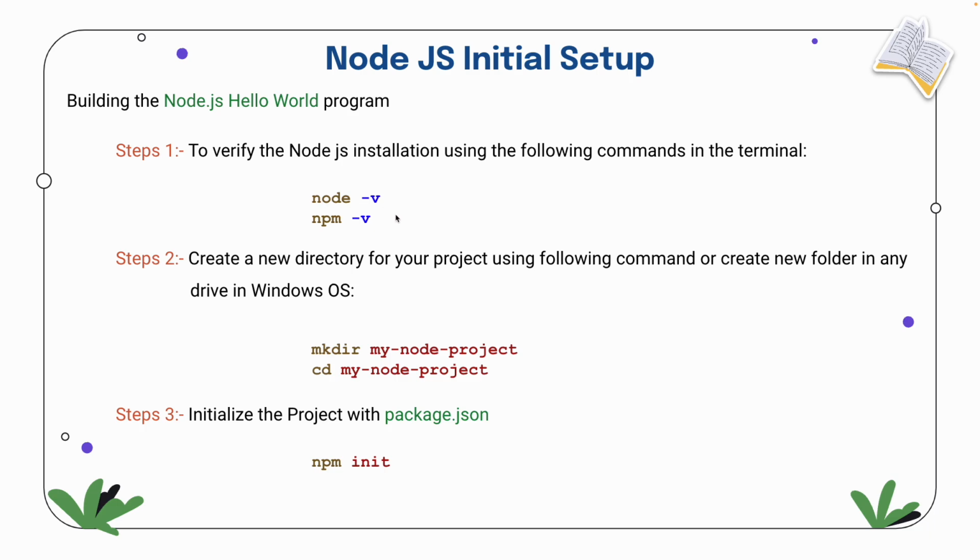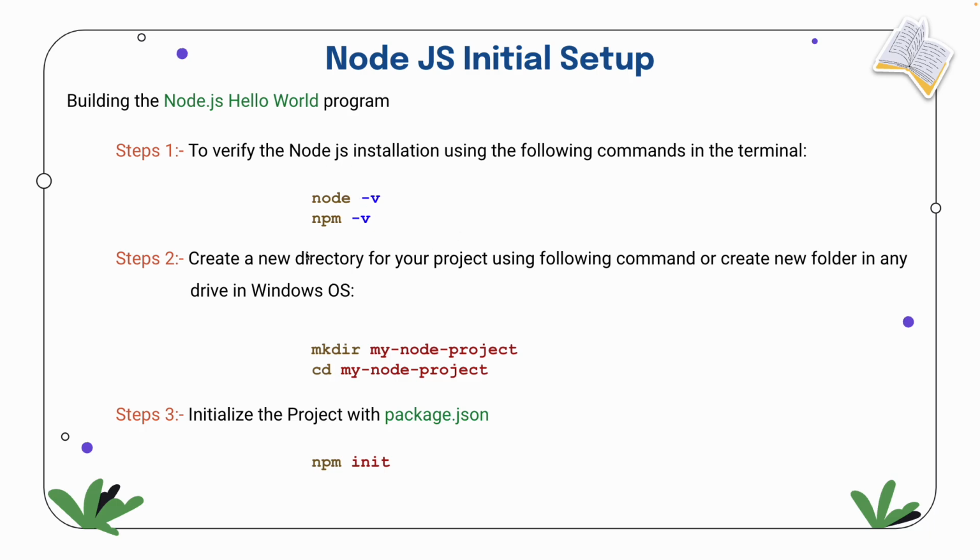In any new system, to verify whether Node.js has been properly installed or not, you can write node space hyphen v or npm space hyphen v. If Node is there, it will display the version installed in your system. If not, it will say node is not recognized, and some error will come. So that is one part, no need to go and check.